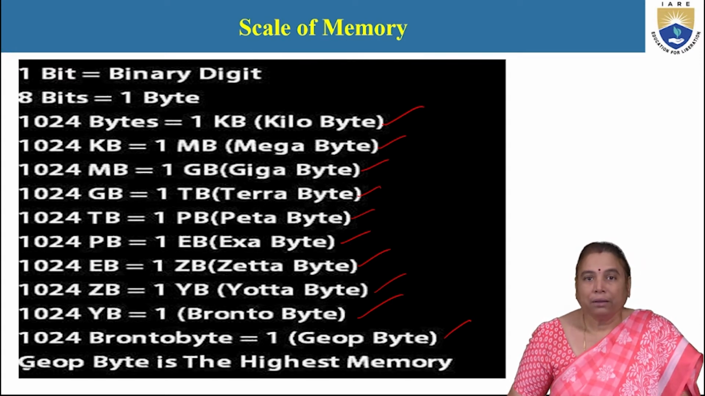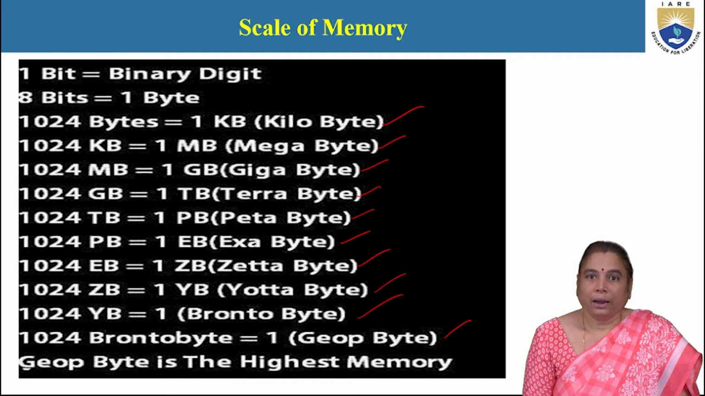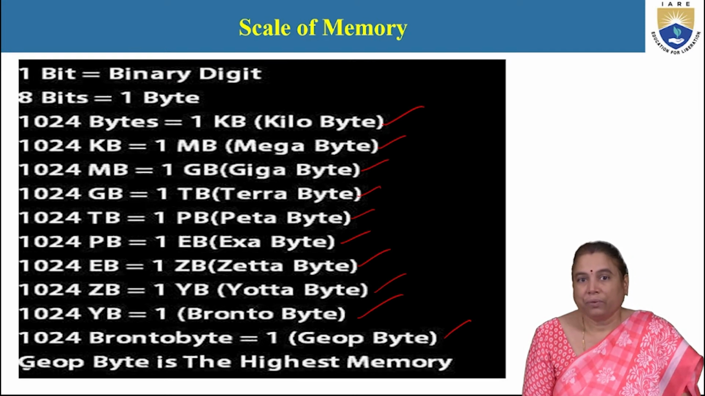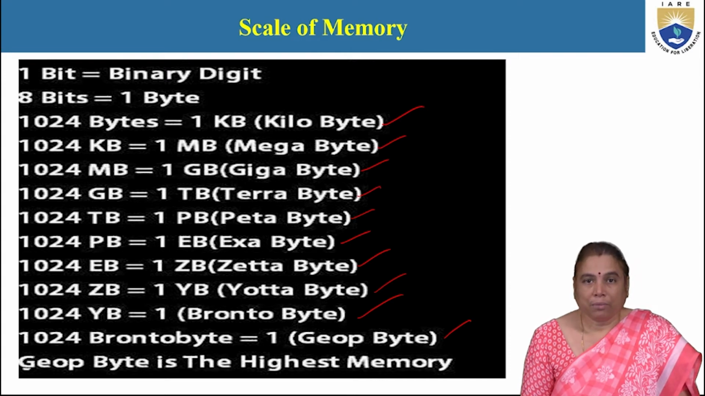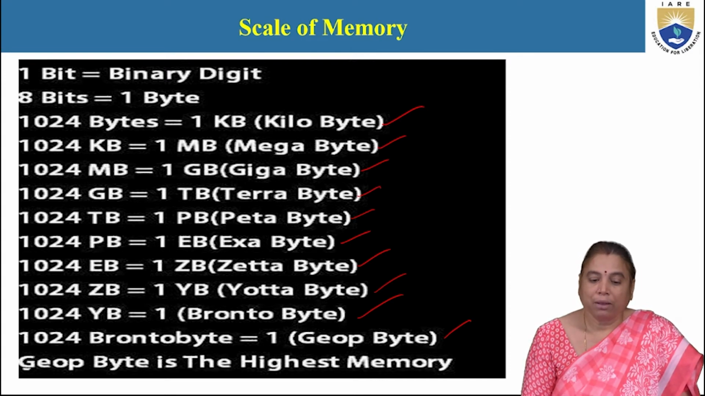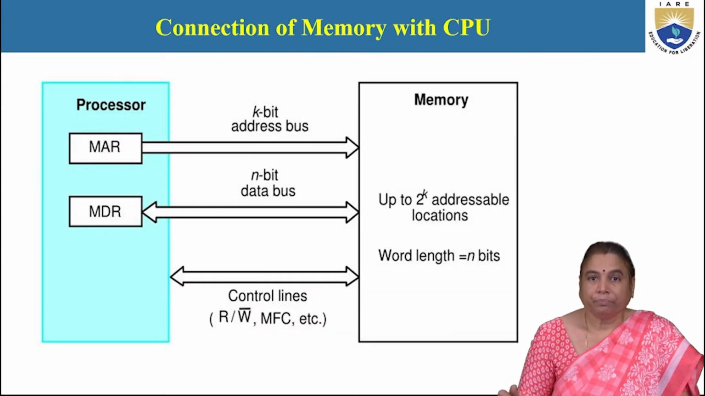So memory is a collection of these locations or storage cells, and each word is represented with a certain number of bits. Depending upon the word size, the memory can be defined, and the memory measurement can be done with the help of the scale of the memory, with the largest unit being the highest memory scale.